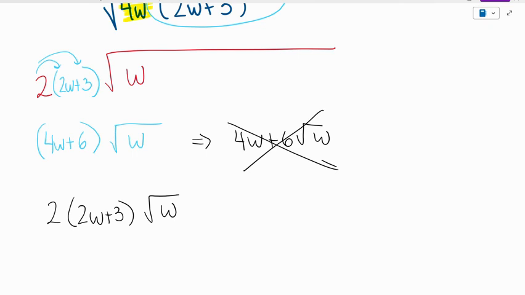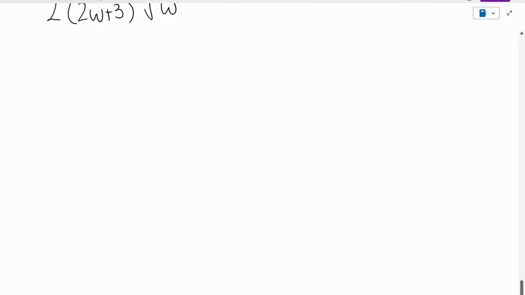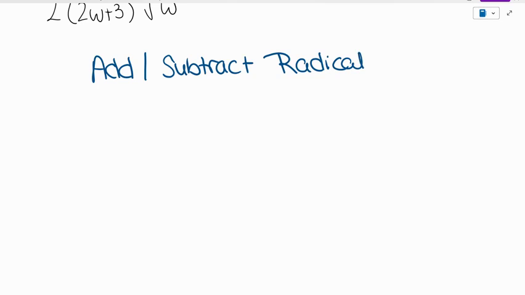Okay, let's keep going. So now let's talk about adding and subtracting radicals. Adding and subtracting radicals is very similar to adding and subtracting variables. What's the rule for adding and subtracting variables? If they're like terms, you can add them. If they're not like terms, you cannot add them, right? It's the same idea with radicals. If it's the same radicand, you can add them. If it's different radicands, you cannot add them.